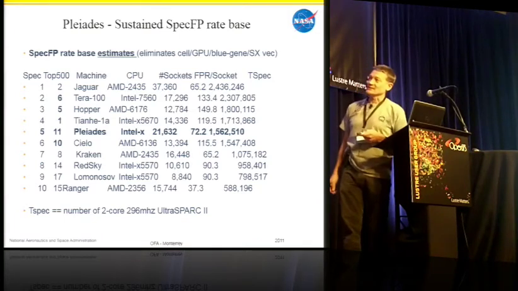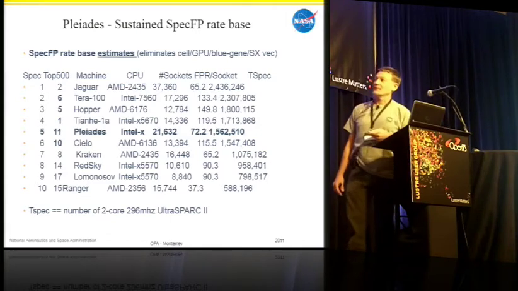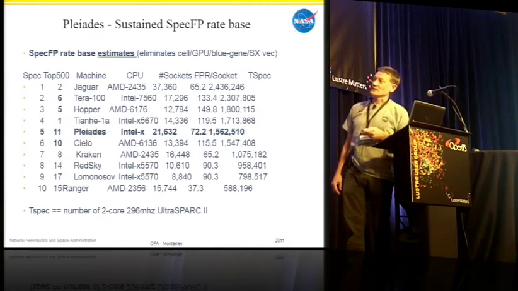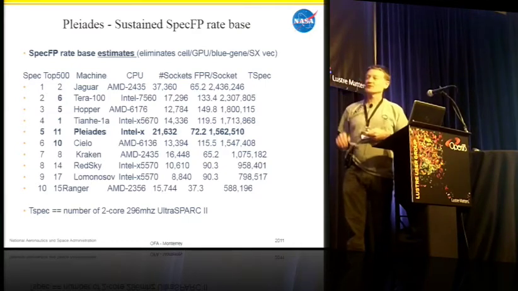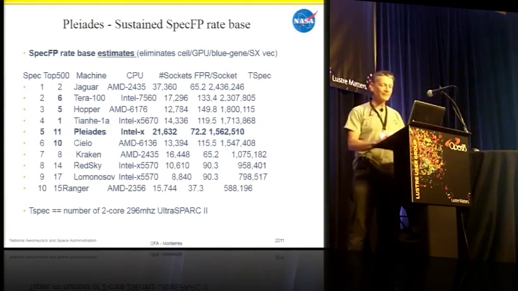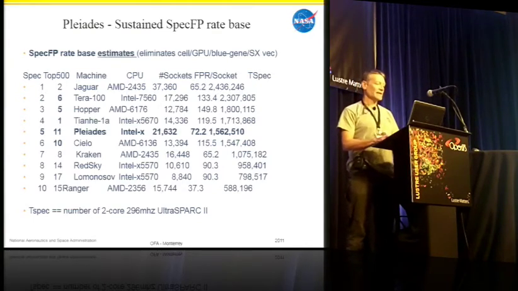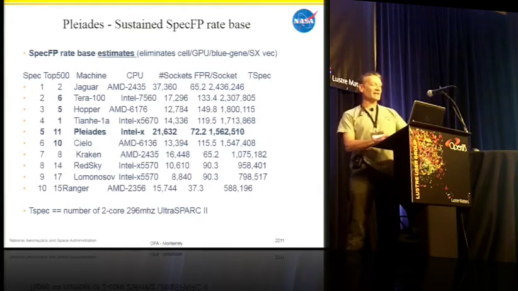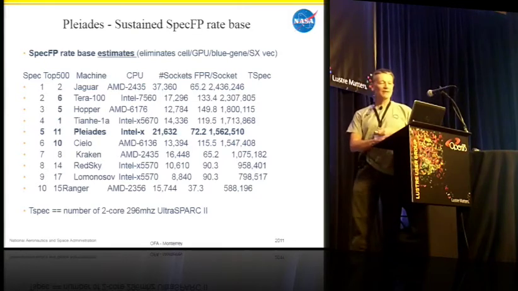we actually still were able to maintain it at a number 11 position on the Top 500, but this SPEC, which is SPECfp_rate_base, which sort of tells me what NASA codes would do, is probably about 5th in the world back in 2011. So that ignores things like the Cell processor, Blue Gene, or the SX vector systems. And so SPEC is a number of 2-core UltraSPARC IIs, so these are mega SPEC numbers, 1.5 million SPEC.